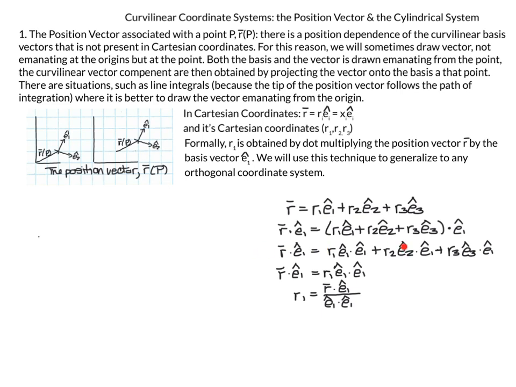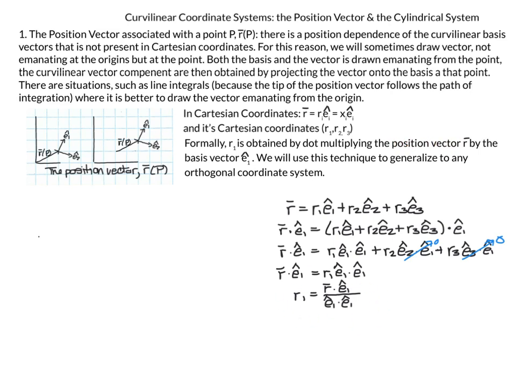So here we have r dot e1. And now remember, if it's orthonormal, that means e1 and e2 dotted together gives you 0, and e3 dot e1 gives you 0, right? If they're 90 degrees, the dot product will equal 0, because the dot product is equal to the magnitude of the first vector times the magnitude of the second vector times the cosine of the angle between them. And if the angle between them is 90 degrees, you get 0. So that leaves us with r dot e1 is equal to r1 e1 dot e1, which means our r1 coordinate will equal r dot e1 over e1 dot e1. So this is how we find the different coordinates.